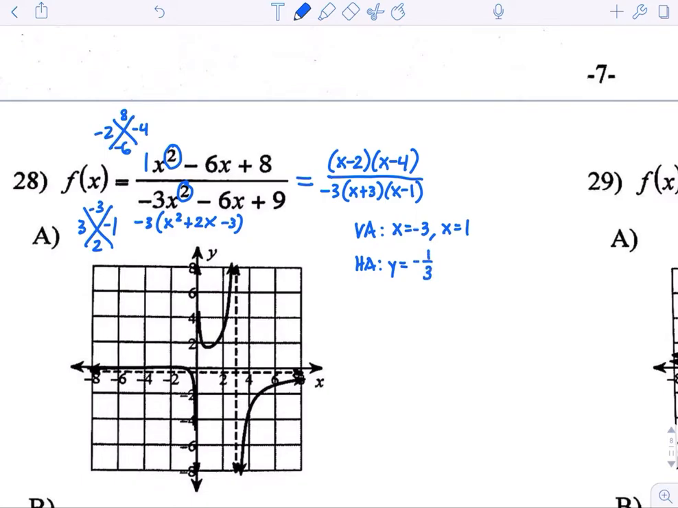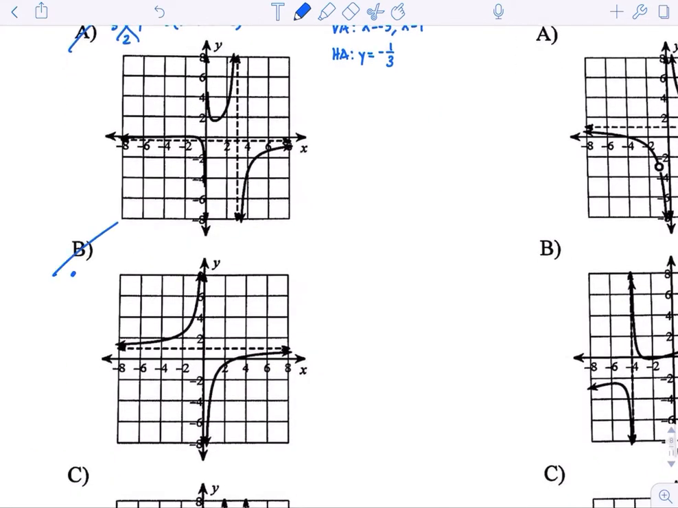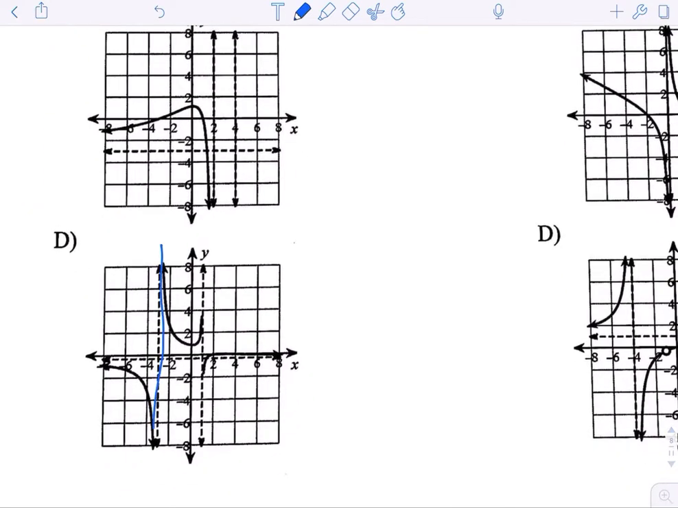Now let's look for a graph that has vertical asymptotes at -3 and 1 and horizontal asymptote at -1/3. Well, this does have two vertical asymptotes, but if you guys take a look, those vertical asymptotes look to be at 0 and 3, which is not ours. Gone. B, this one doesn't have two vertical asymptotes, so why bother? C, this one has two vertical asymptotes, but it's at 2 and it's at 4, which is not what we wanted. So then if we look at D, vertical asymptote at -3, good. Vertical asymptote at 1, good. And a horizontal asymptote at -1/3. That one looks very good, D.